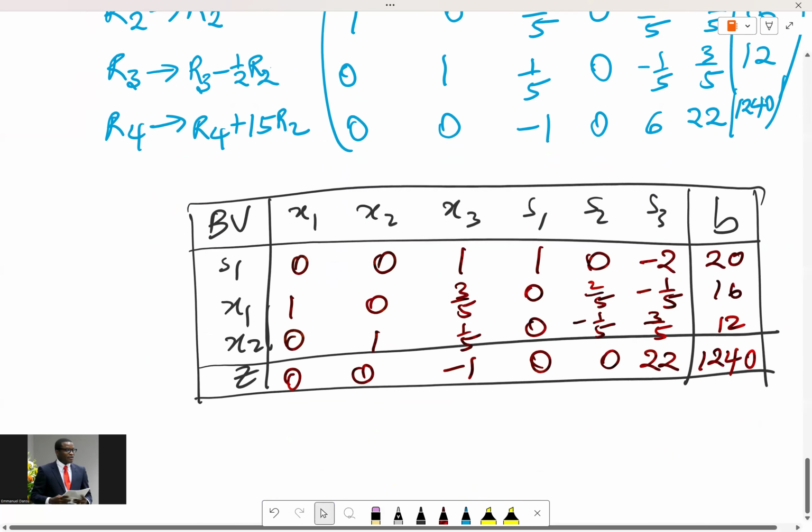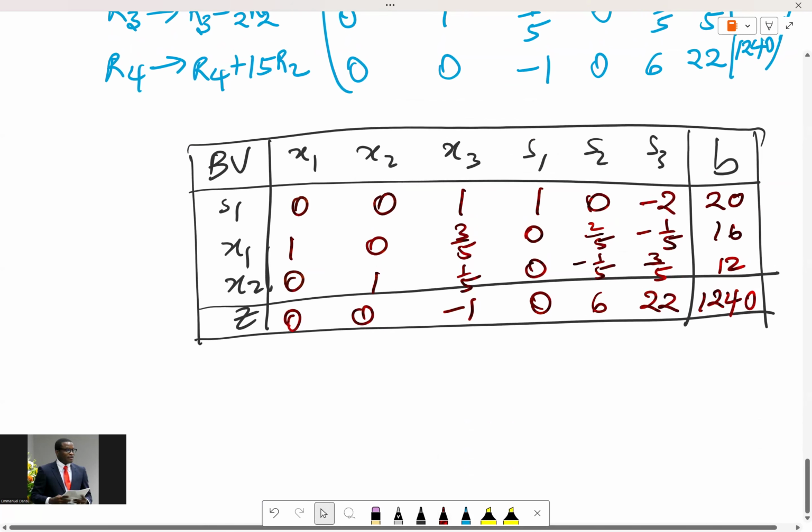Okay, I guess now we should be in order. So this is 6. Yeah, it's gonna be really tricky, so let's be careful. 0 1 0 0 0 0 1 0 1 3 over 5 1 over 5 minus 1 1 0 0 0 0 2 over 5 minus 1 over 5 6 minus 2 minus 1 over 5 3 over 5 22 and 20, 16, 12, 1, 2, 4, 0. Okay, so we have this now.